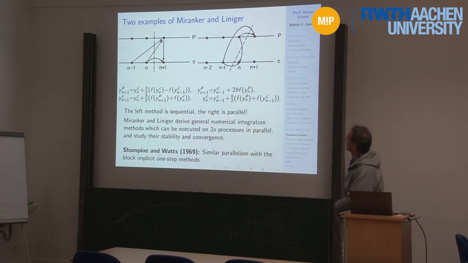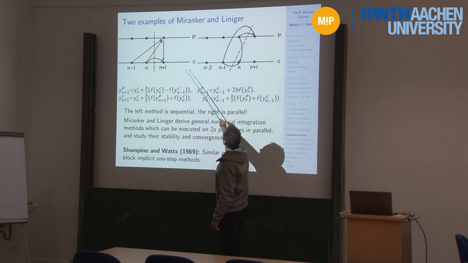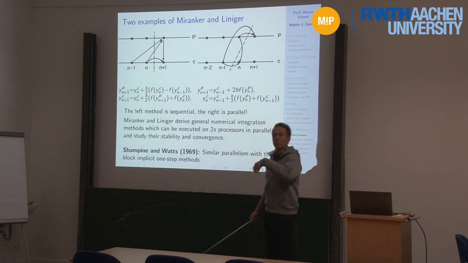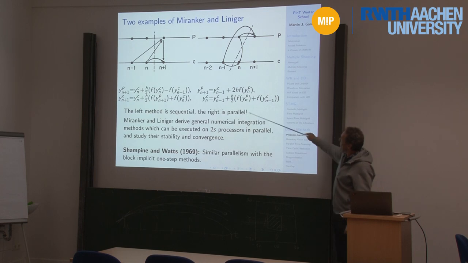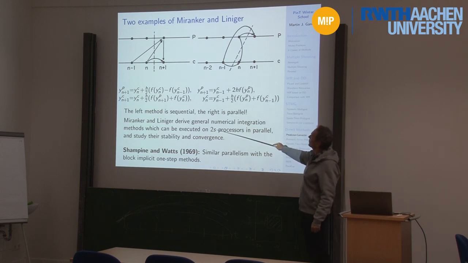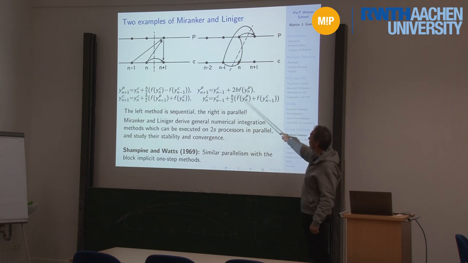I implemented this method just 2 weeks ago for the first time, because I'm working on this chapter for the book. It works like a charm. It has the same order as this method. It has almost the same error constant. And I can just run on a dual core. So I'm twice as fast. And then I have general methods like this, where you can use 2s processors. And so if you have a quad core, you just go with 4. And it works, or with 8. It is really amazing. This is very clever.